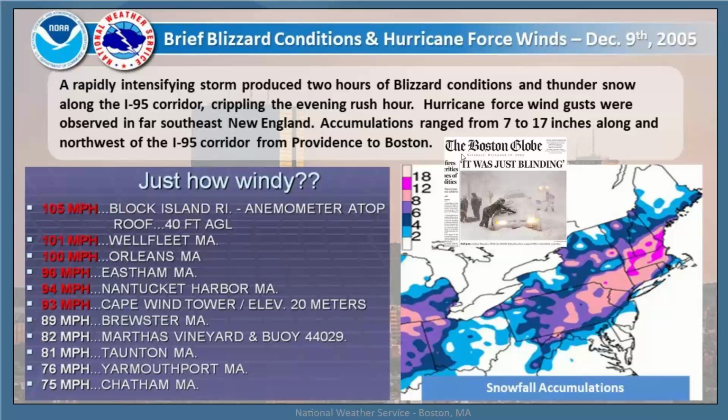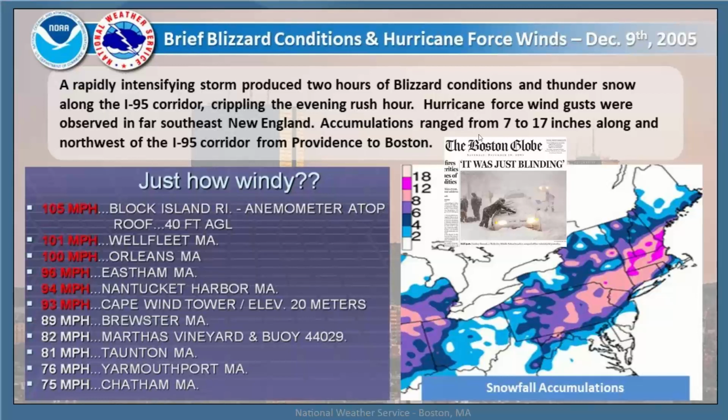So let's go through some case studies briefly. This is December 2005. Some of you may remember this. A rapidly intensifying storm produced 2 hours of blizzard conditions. Blizzard, again, its definition is you have at least 35 mile per hour sustained wind or frequent wind gusts over 3 hours, and then you have quarter mile visibility.